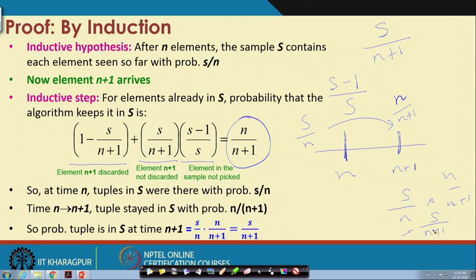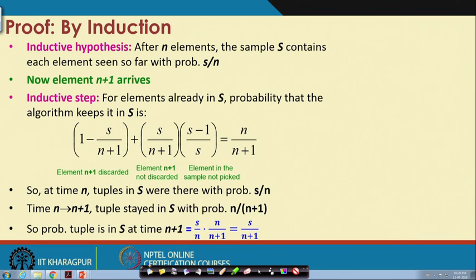So, the probability that an existing element will be kept is s by n plus 1, and the probability that the new element is selected is also s by n plus 1. So, all elements that you have seen till now are selected with probability s by n plus 1. So, this concludes the proof.